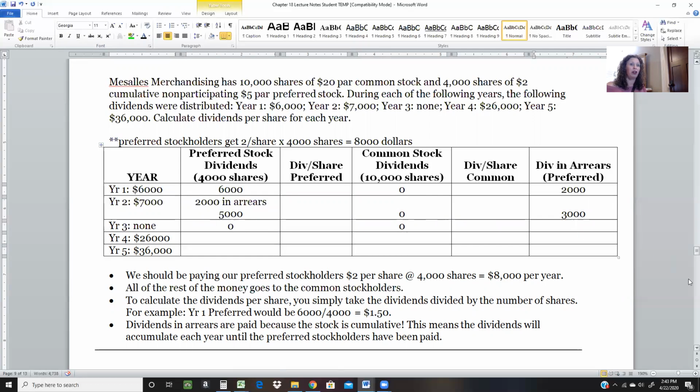So now I have 3,000 in arrears and another 8,000. So now I have 11,000 in arrears because I still owe them 3 from before and another 8 for this year.